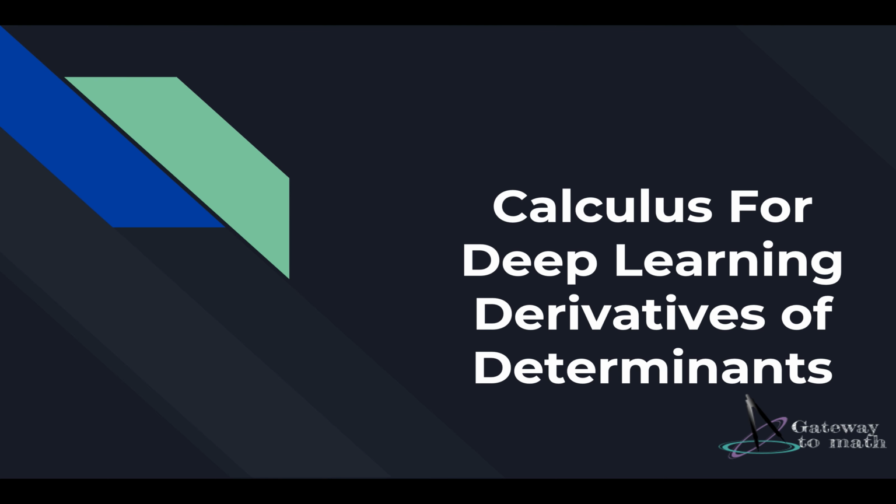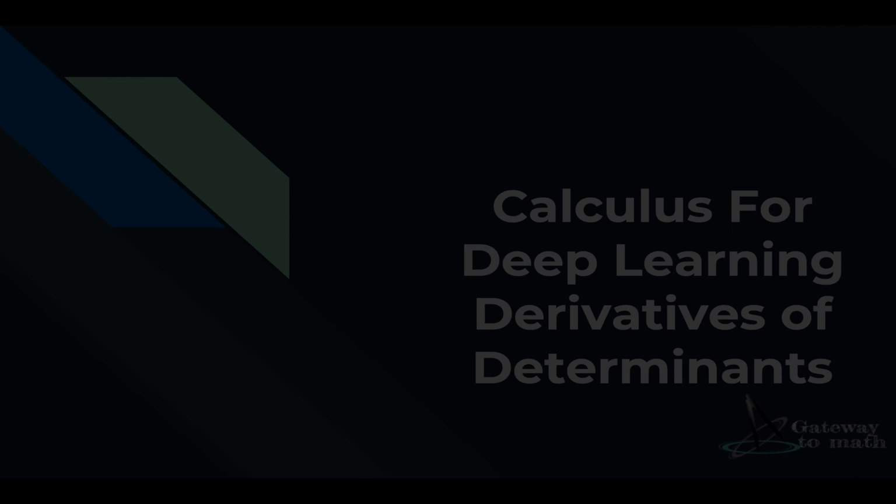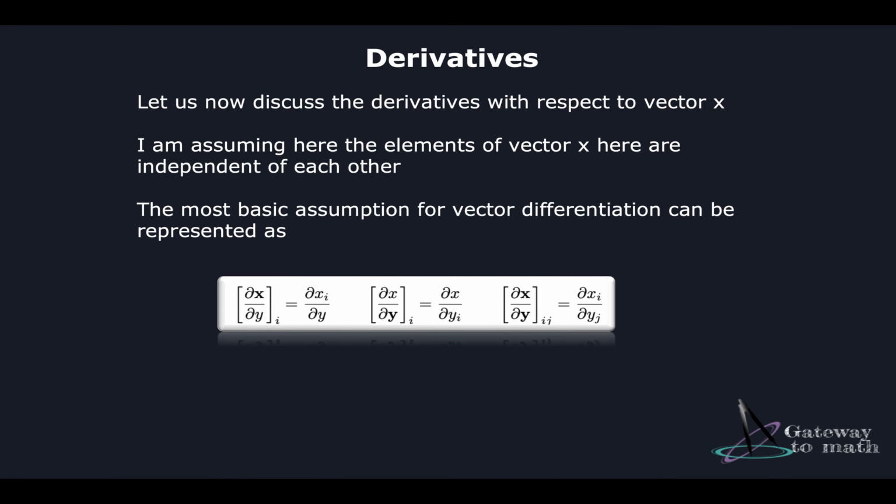Derivatives of determinants. I have divided this topic into two sessions, so let's get started. Before we jump into discussing the derivatives of determinants, I would like to quickly recap the various possible cases of finding the derivatives of vectors. I'm assuming here the elements of vector x are independent of each other.